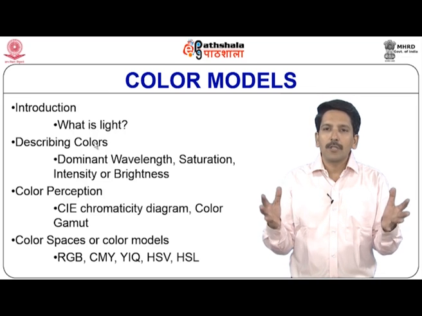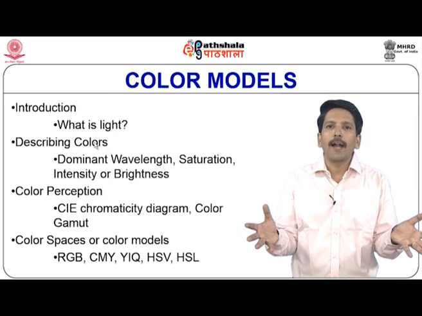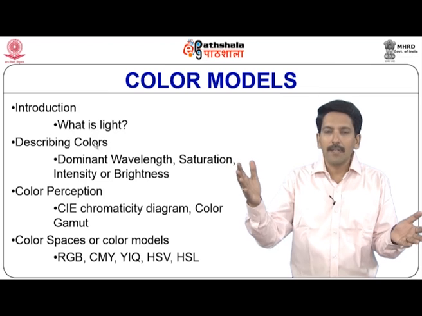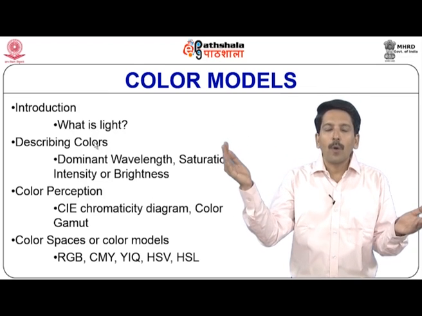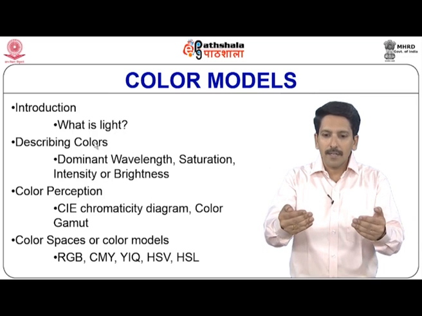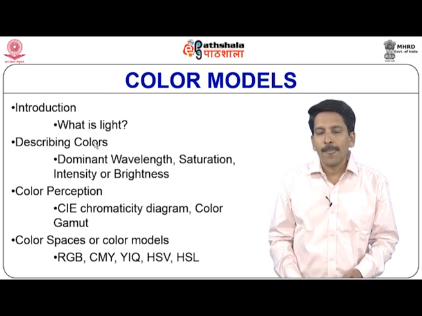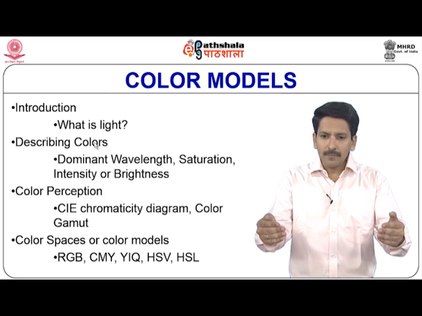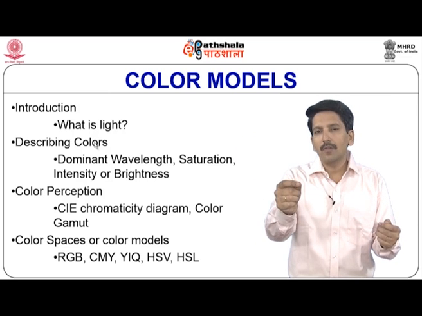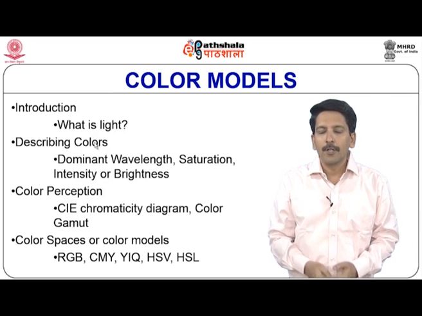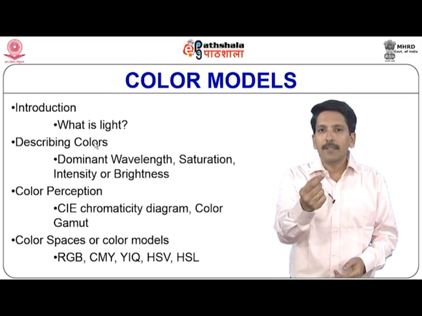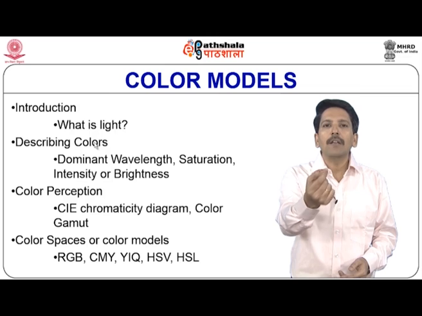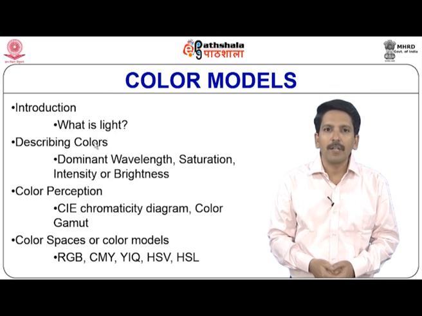So imagine you are standing in an open area in daylight. What you see is not the light itself. What you see is the light that gets reflected from the objects. The light falls on the object and gets reflected, so we see the reflected light. So here the word wavelength means the wavelength of the reflected light. Okay, the wavelength of the reflected light.